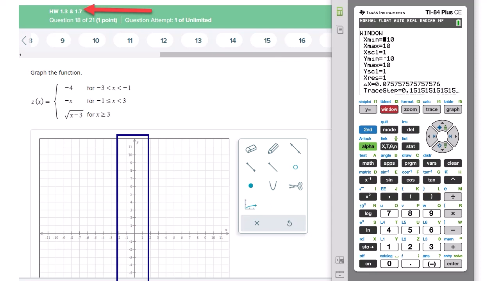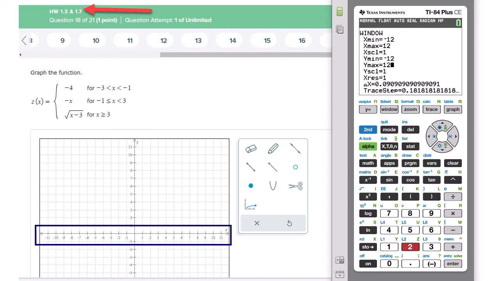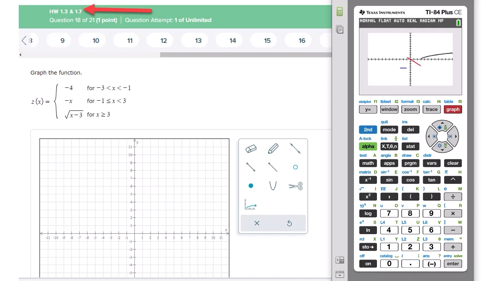So I'm going to try to get the same window. So -12 on the x to +12 on the x, -12 on the y to +12 on the y. Then I'm going to hit graph, and there is my piecewise function.